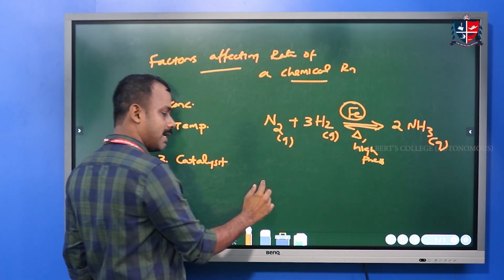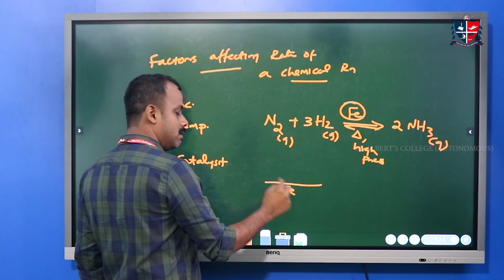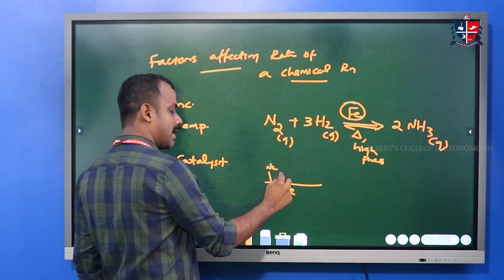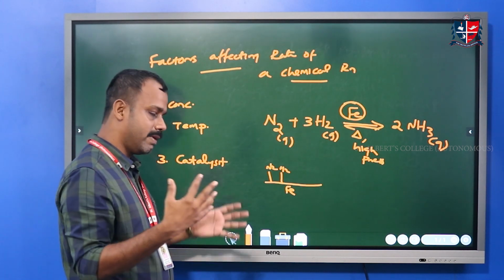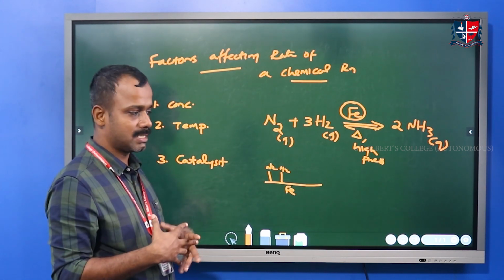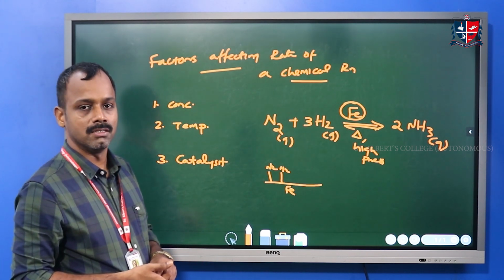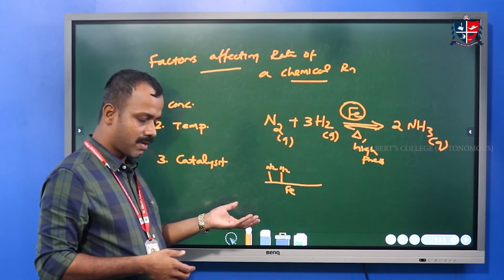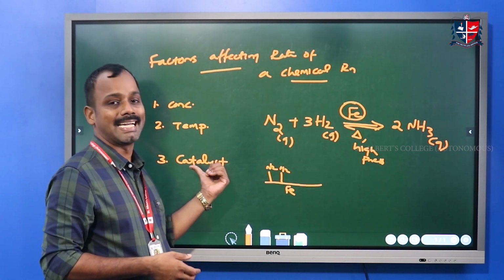It provides a surface. And on this surface of iron, the nitrogen molecule and the hydrogen molecule get adsorbed, and then they will undergo chemical reaction and we get the product. And this is called heterogeneous catalysis. So the rate of a chemical reaction is affected by the catalyst.